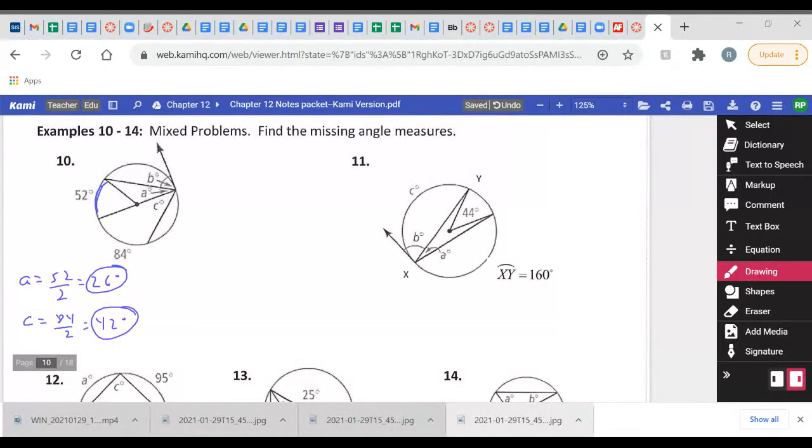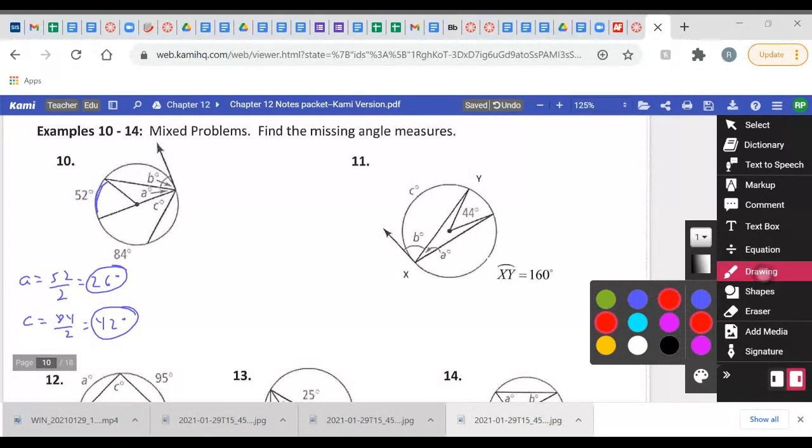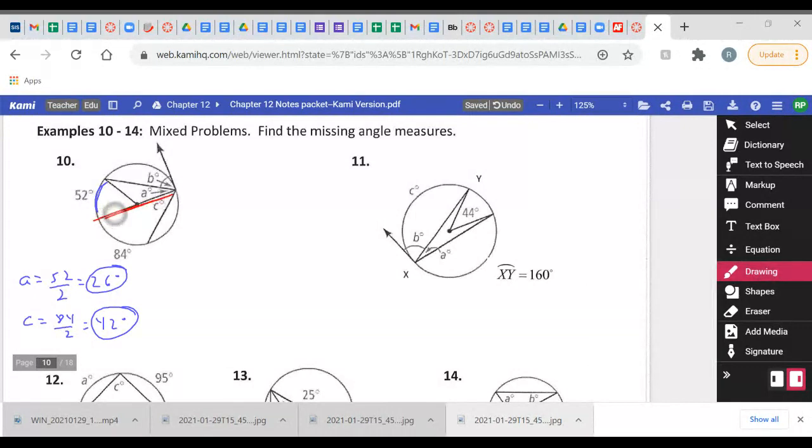And then in this case, we can see that this segment is a diameter, which cuts the circle in half basically. And so we know if this arc is 52, then I can go 180 minus 52, which is 128. So I know that this arc over here is 128, and angle B has to be half that. So B is 128 divided by 2, and that gives me 64.